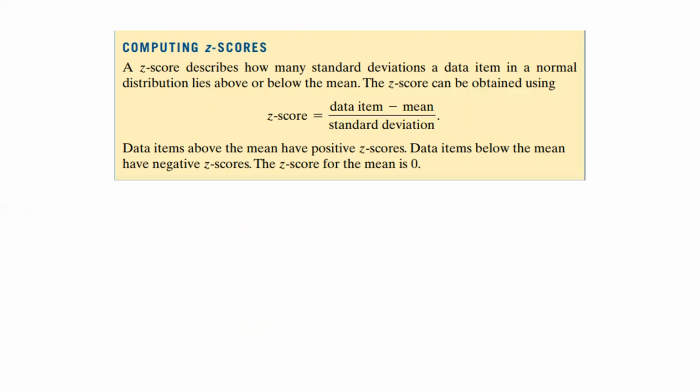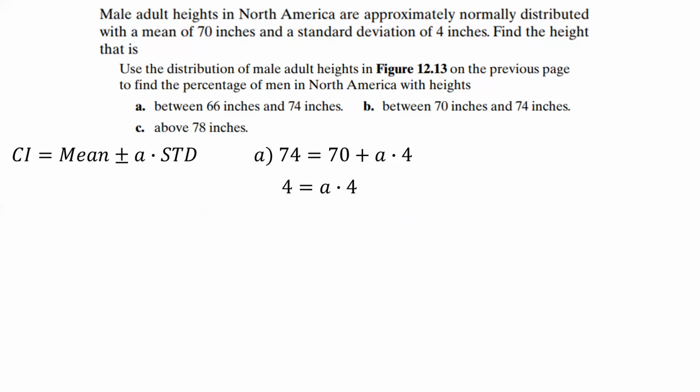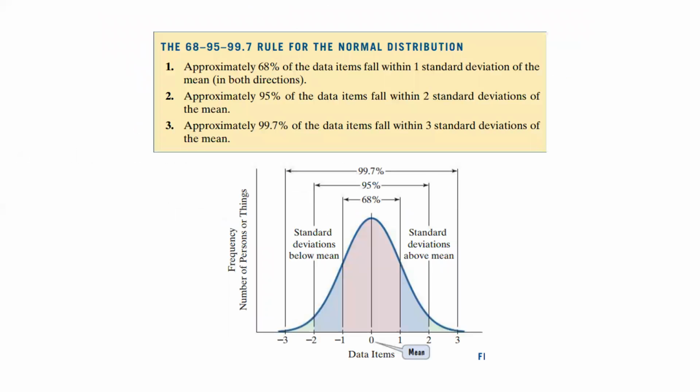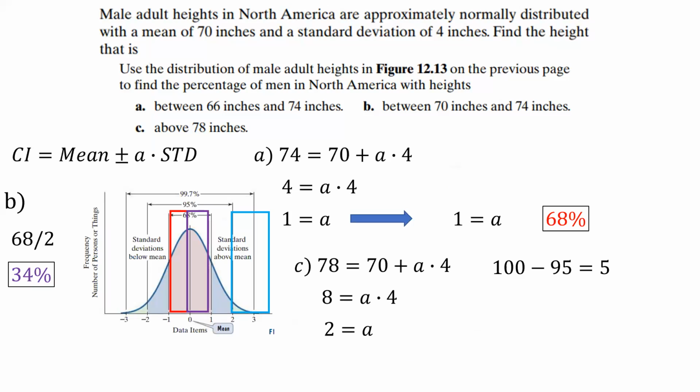Okay, now z-scores. As I mentioned, this diagram is the nice case. We talk about 1 standard deviation away, 2 standard deviations away, 3 standard deviations away, but that's not always going to be the case. In our example, it just so happened that everything was either 1 or 2 standard deviations away. But what if I wanted to talk about males that were between 68 and 72 inches? Well, that's not 1 standard deviation away. That is half of a standard deviation away.